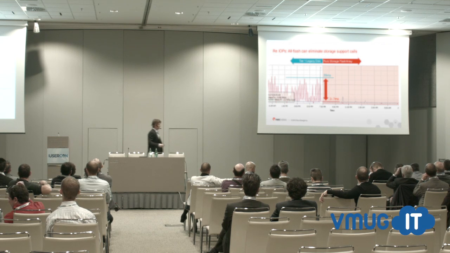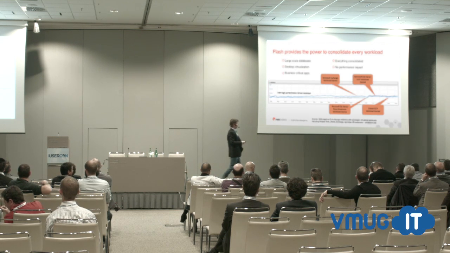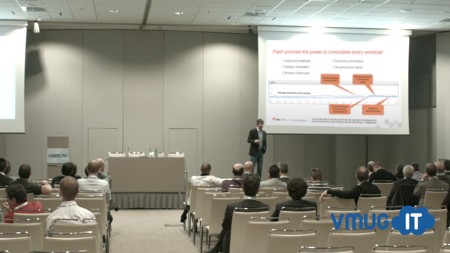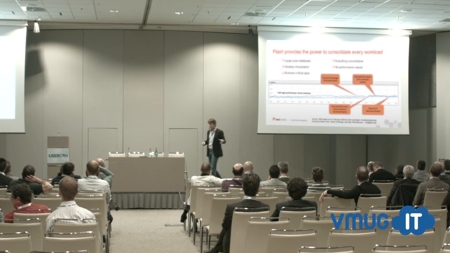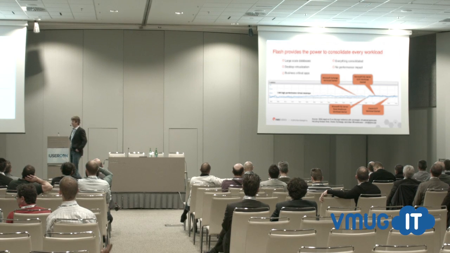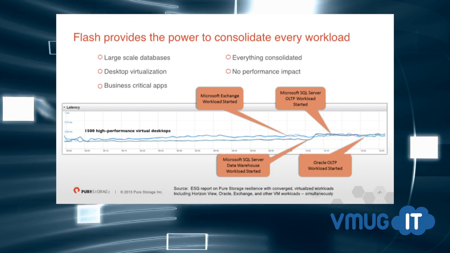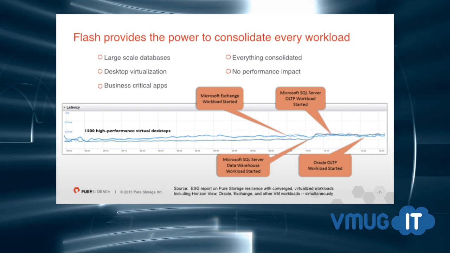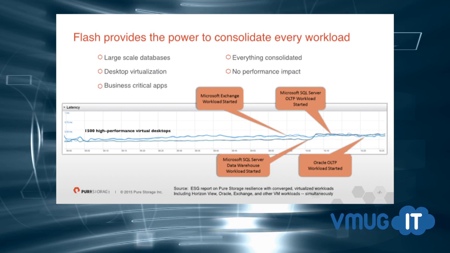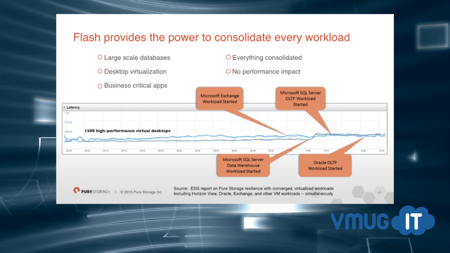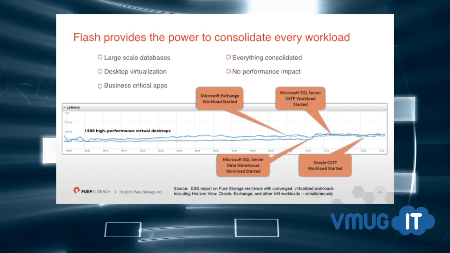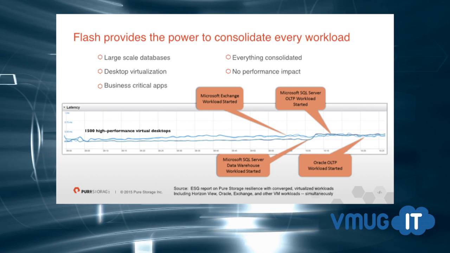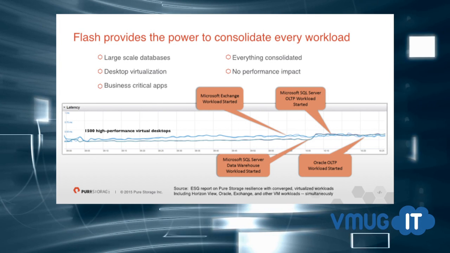So I want to share with you here, this is just a chart, and it comes from a recent ESG report. And this is just to validate some of what I've shared with you. This performance bar starts on the left-hand side by running a 1,500 seat VDI environment. And you can see it's running at around half a millisecond of latency. And through this test, they've added additional workloads. So now they start an Exchange server for the same 1,500 mailboxes. They start a data warehouse, an OLTP workload on SQL, followed by a subsequent OLTP workload on Oracle.